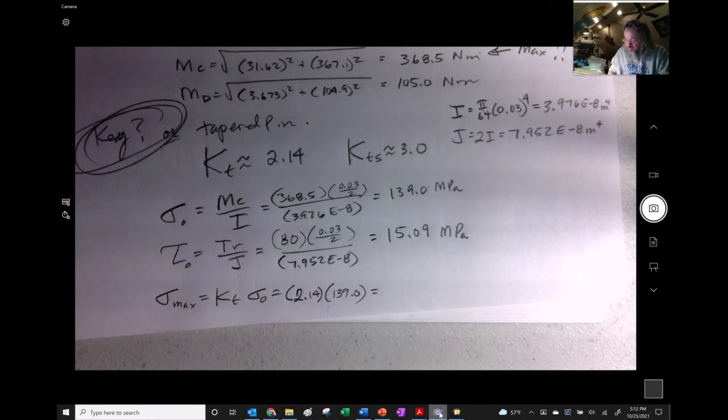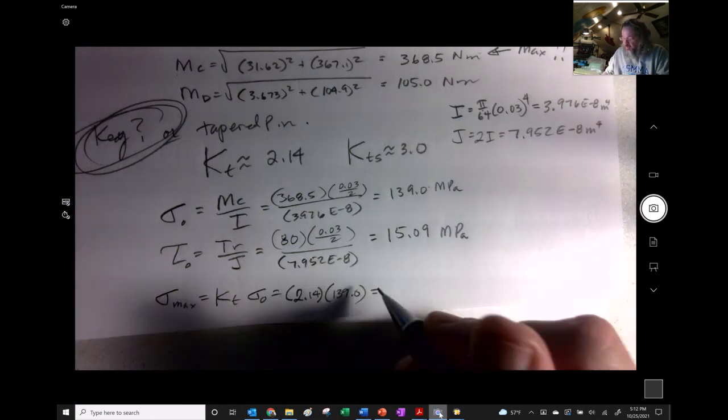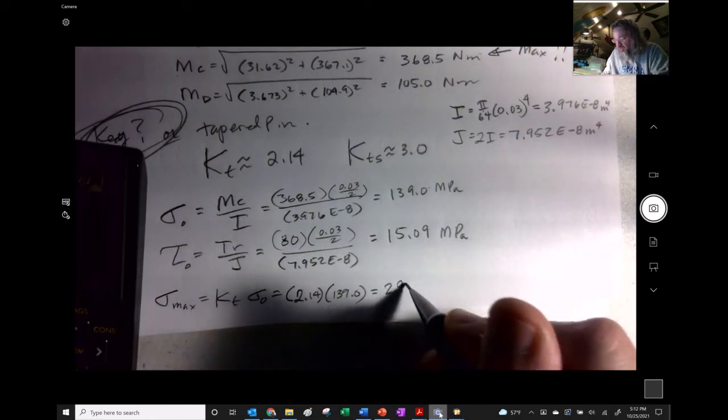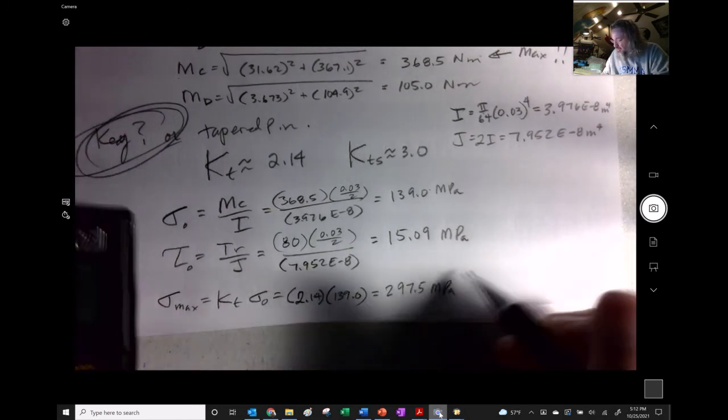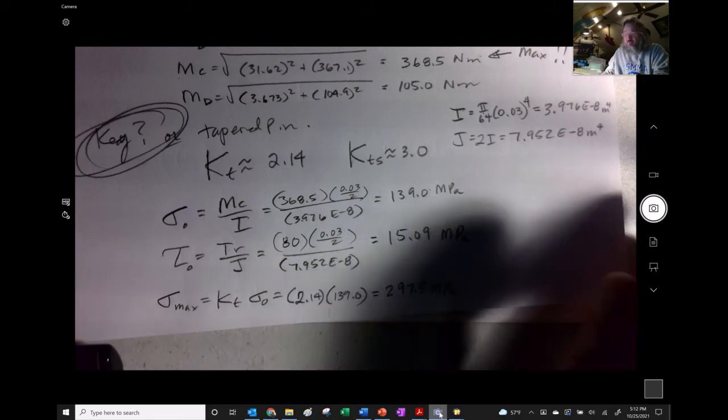2.14 times 139, and I get 297.5 megapascals. And now I didn't leave enough room for the other guy. Well, we got more paper.